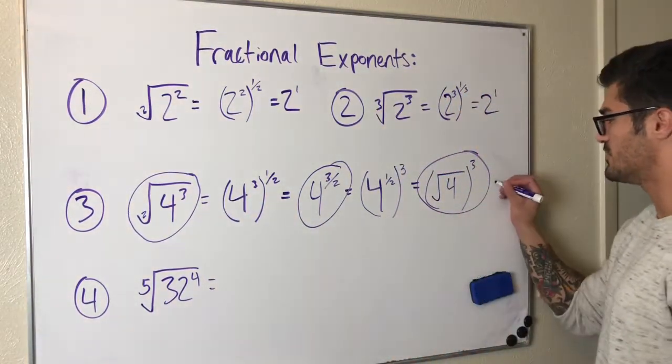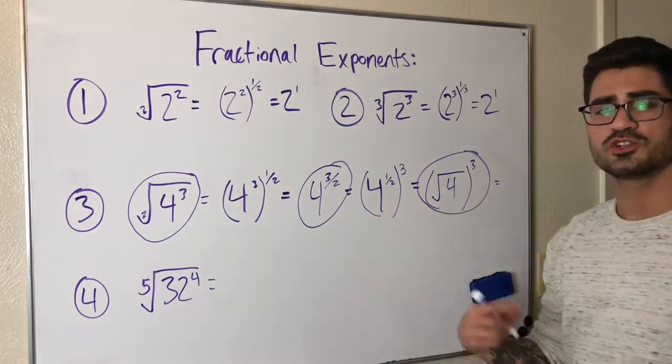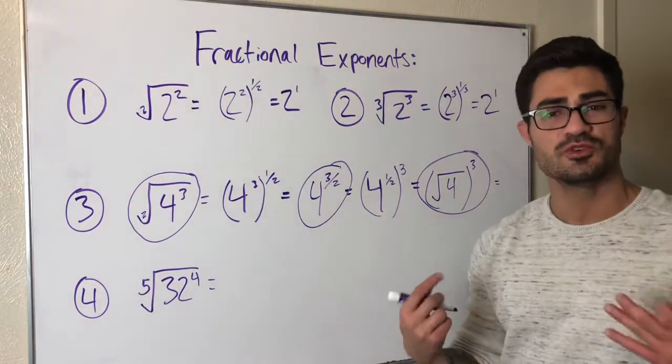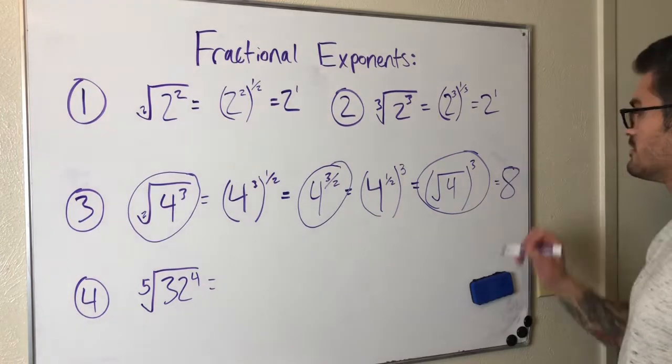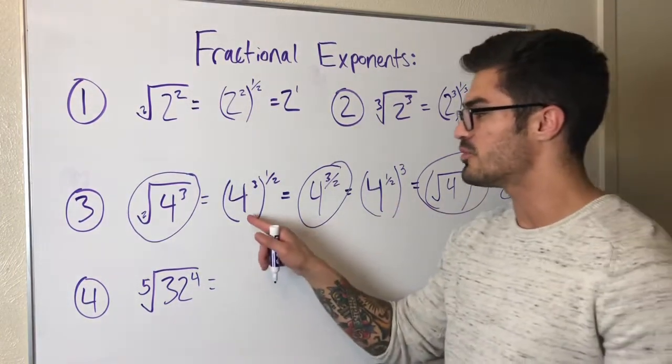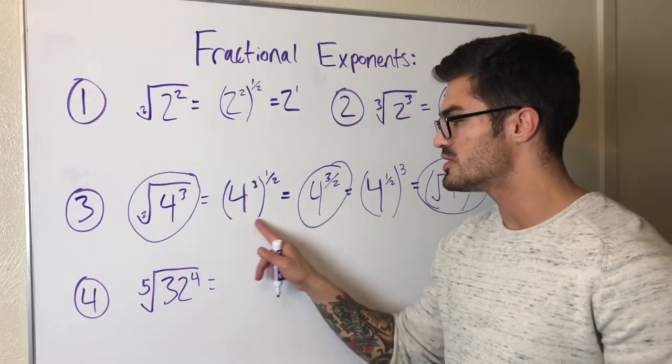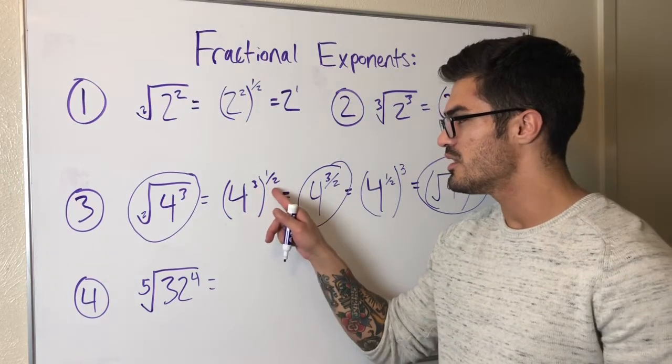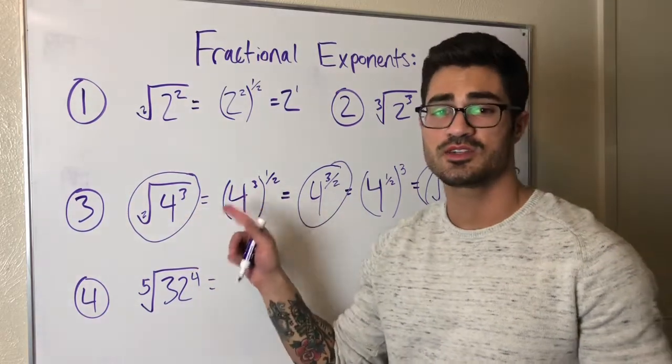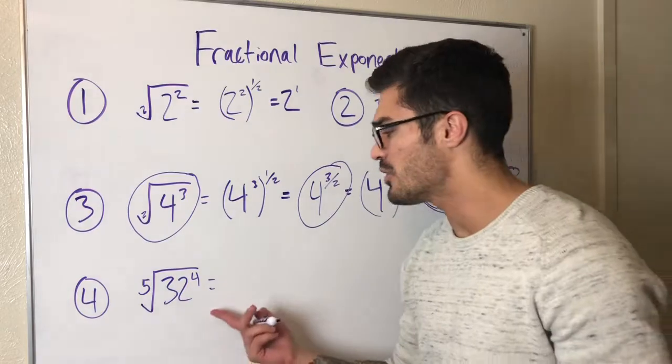Now if we fully solve this, the square root of 4 is just 2. 2 times 2 times 2 gives us 8. And we can solve this at any step. What if we did 4 cubed? That's 64, and then the square root of 64 is 8. So we could have solved this at any step, but we're going to look at this example.